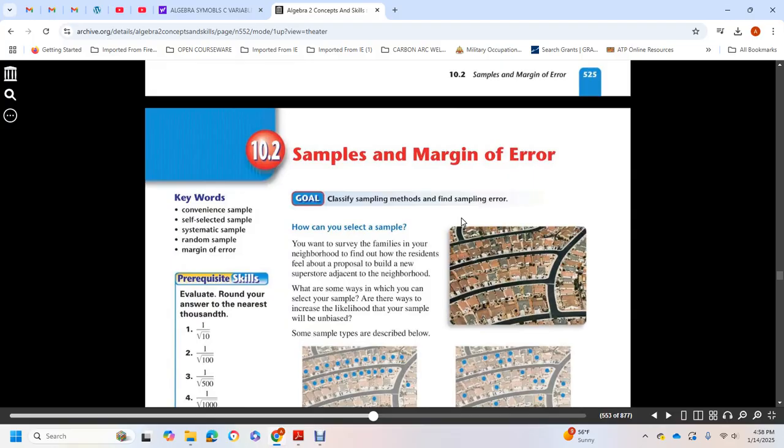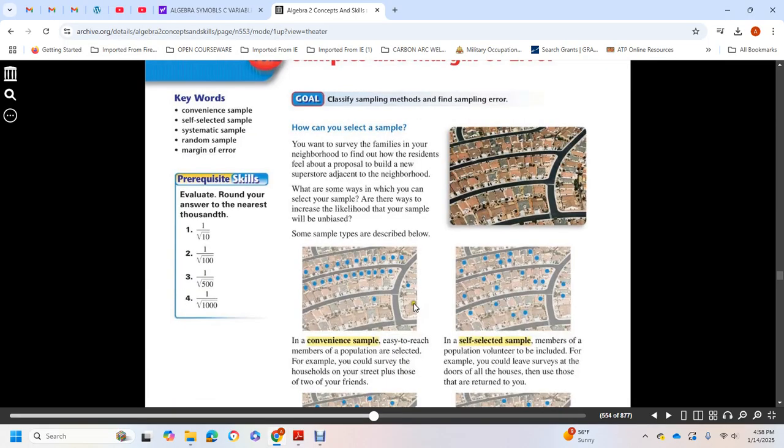10.2 Samples and margin of error. Classify sampling methods, find sampling errors. What are the ways in which you can select your sample? Are there ways to increase the likelihood of your sample being unbiased? Some sample types are discussed below.